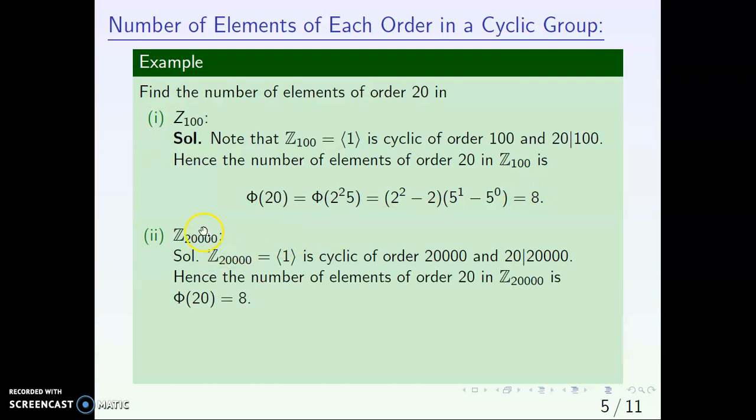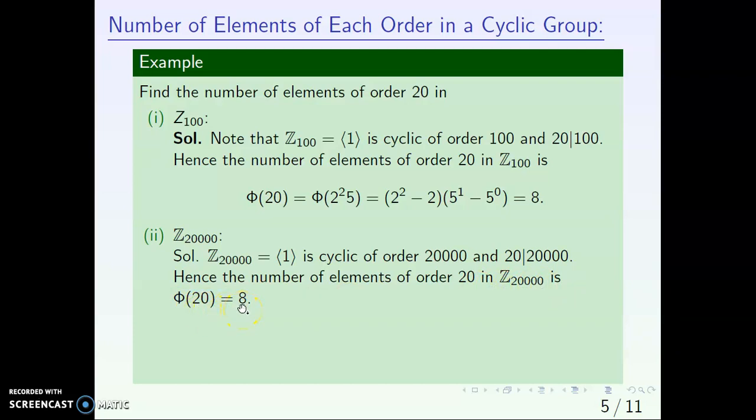Next step, find the number of elements of order 20 in Z20,000. Again, Z20,000 is a cyclic group of order 20,000, and 20 divides 20,000. Hence, the number of elements of order 20 in Z20,000 is again phi of 20 equals 8.